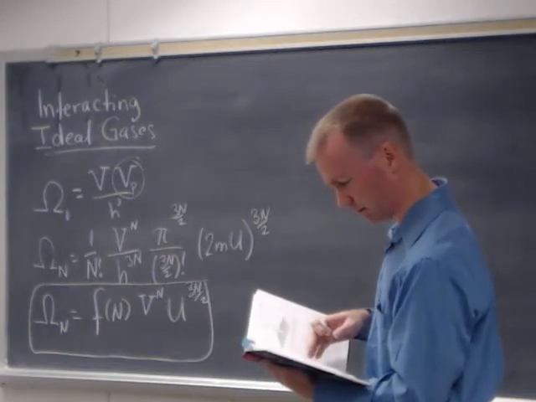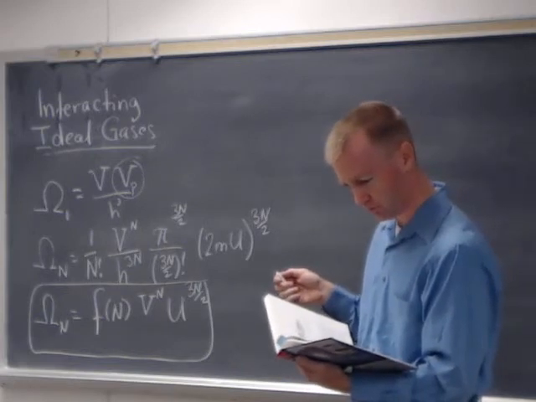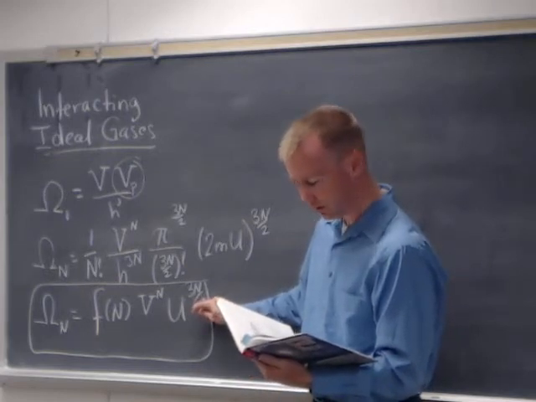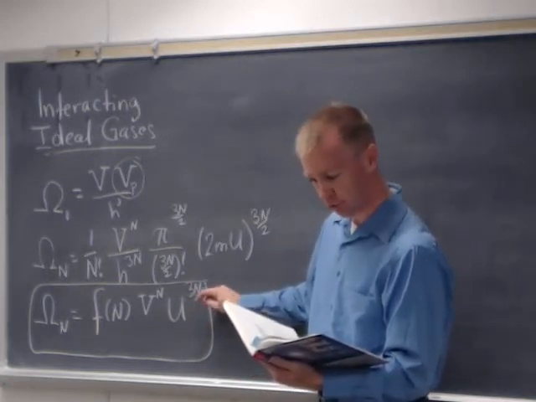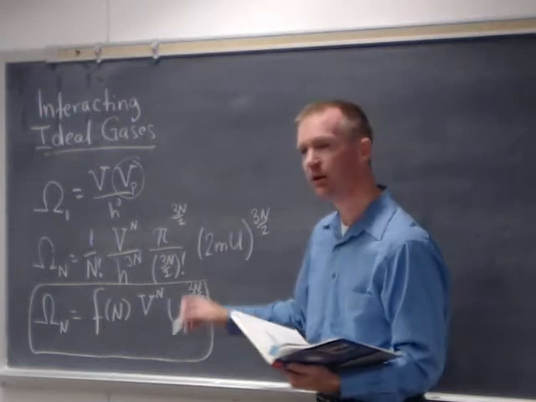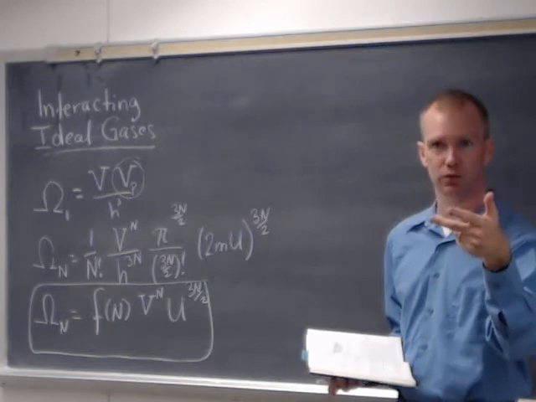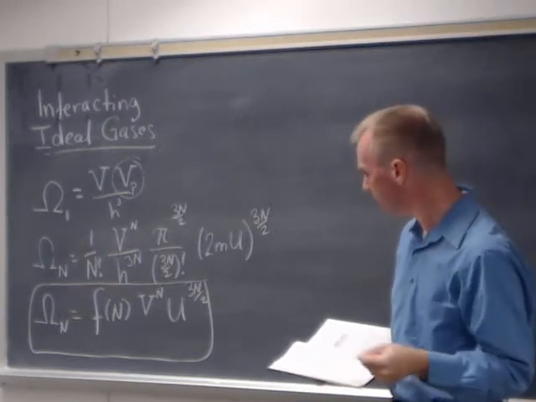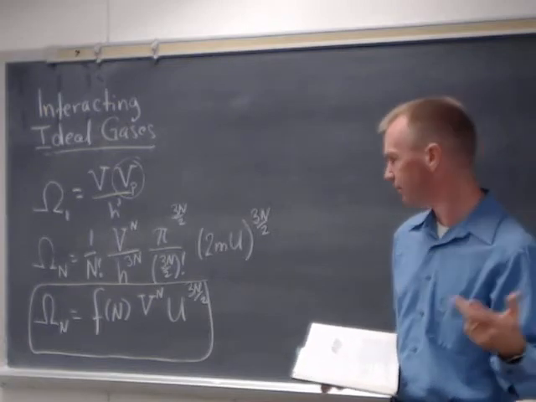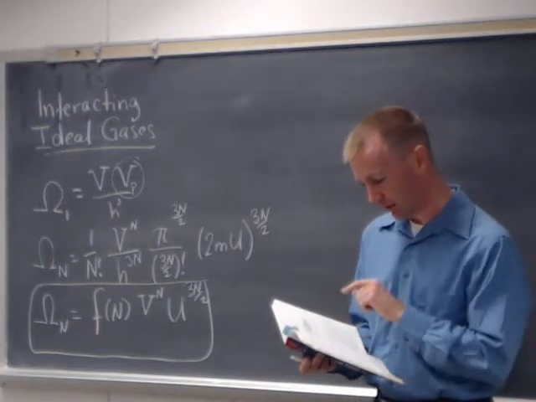He makes a note that the exponent of the energy is 1/2 times the total number of degrees of freedom for a monatomic ideal gas. So a monatomic ideal gas has 3 degrees of freedom for every molecule, every particle in it. And so for N particles in the gas, you have 3N degrees of freedom. So it's 1/2 times the number of degrees of freedom for the monatomic gas.